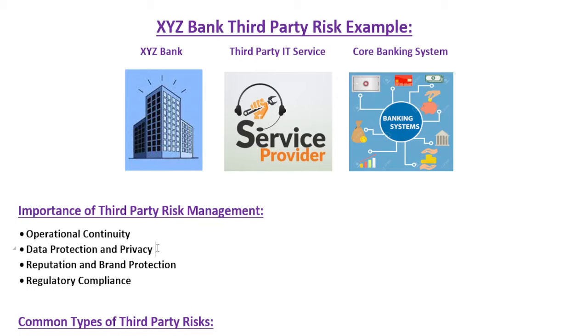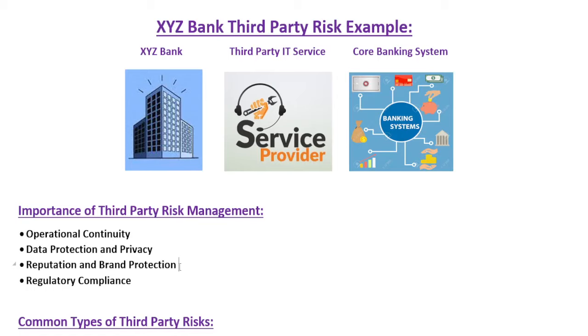The second importance is data protection and privacy. Third parties often handle sensitive data and have access to an organization's systems as well. So basically, effective risk management ensures that appropriate safeguards are in place to protect confidential information and maintain compliance with data protection regulations as well. Like if we talk about our example, due to poor evaluation in selecting the third party IT services provider, XYZ Bank's data protection and privacy could be compromised.